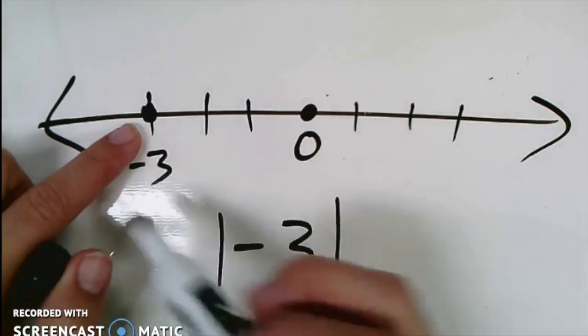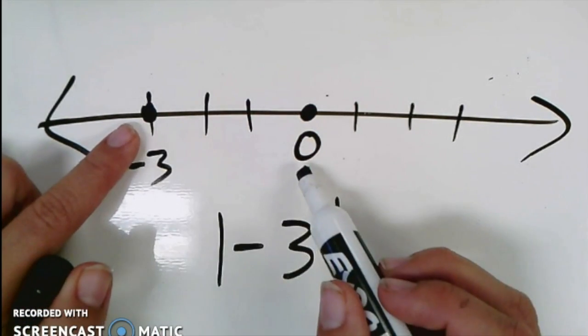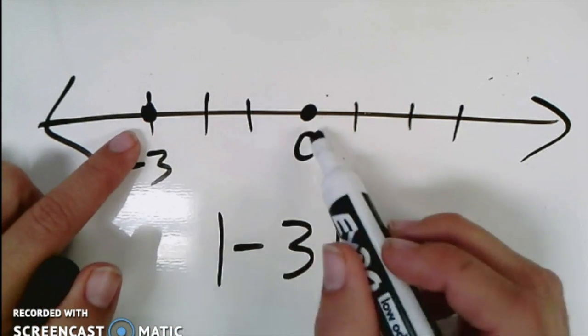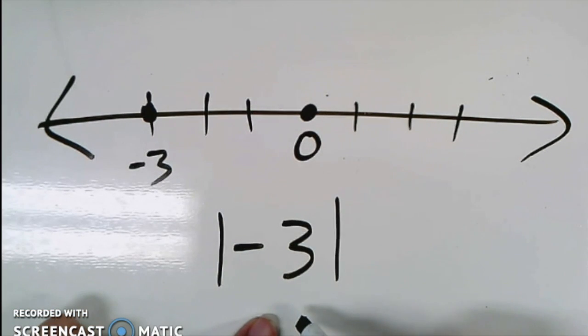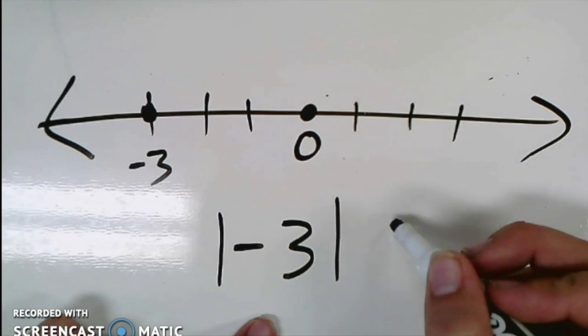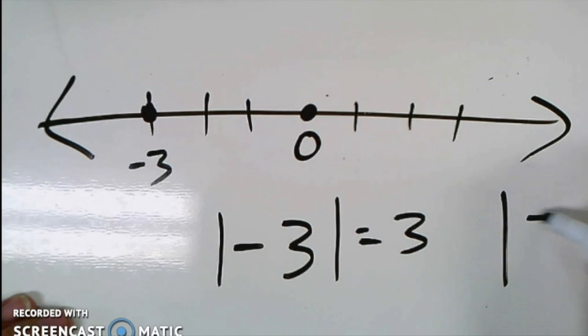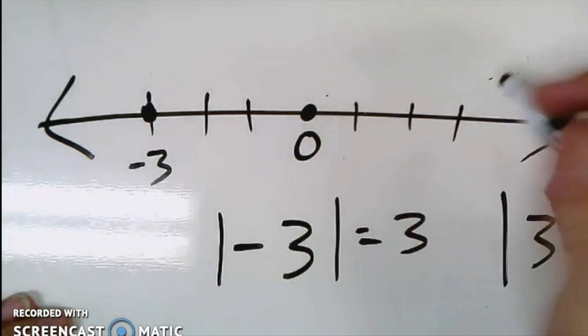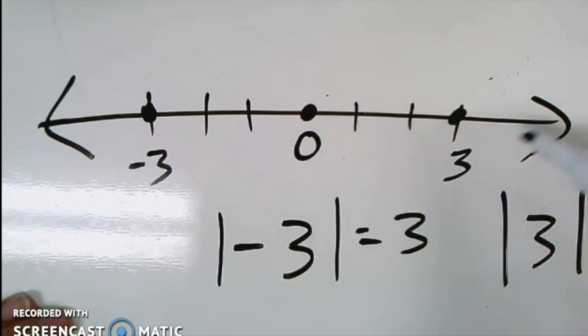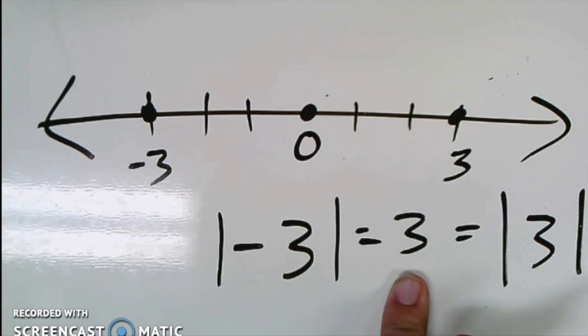The absolute value of -3 is saying how far is it from 0? Well, it's 1, 2, 3 spaces. So the absolute value of -3 is 3. What about the absolute value of +3? Well, that's 1, 2, 3 spaces from 0, too. So the absolute value of +3 is 3.